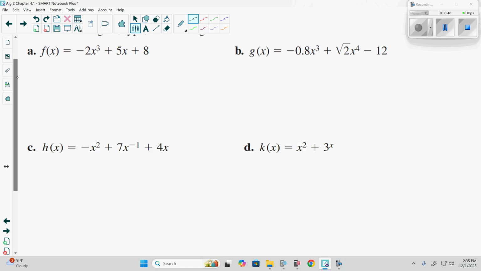So if we look at this here, negative 2x cubed plus 5x plus 8, do we have any negative exponents attached to variables? No. Do we have exponents attached to variables that are fractions? No. Do we have any exponents that are variables? No. Do we have any variables inside of radicals? No. Do we have two different variables being multiplied together? Nope. Do we have any variables in the bottom of a fraction? Nope. So can we say this is a polynomial function? Yes.